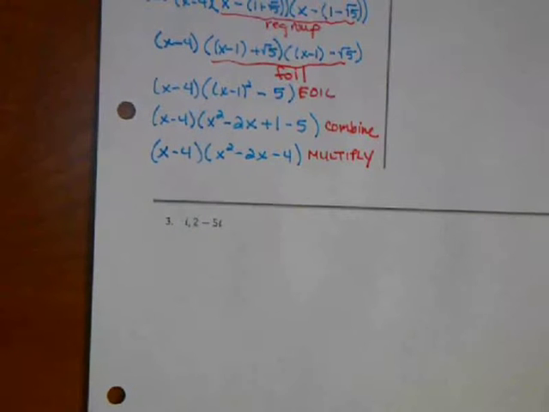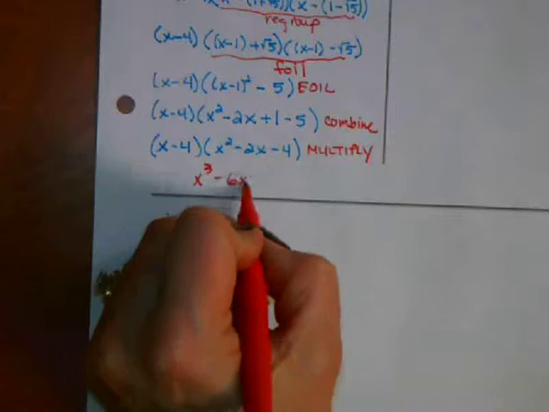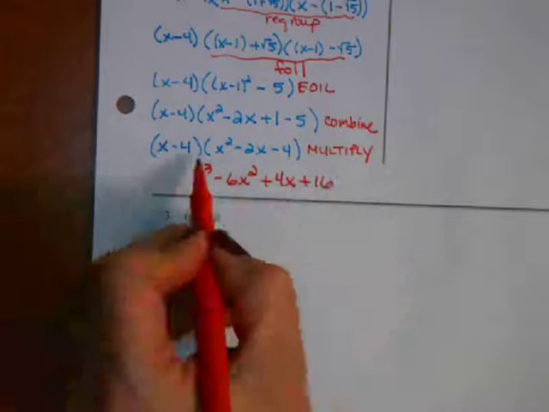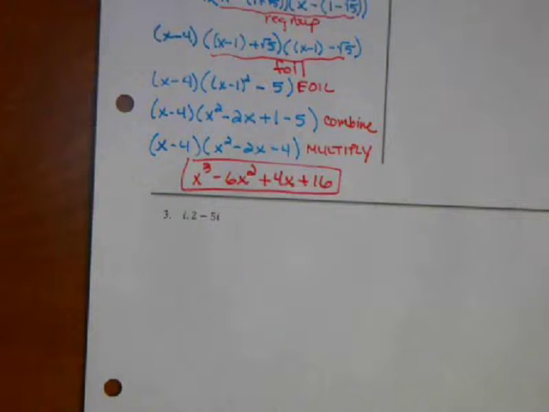No. So what I would do, and there's no room here, is I would set up a 3 by 2 box and multiply them through. And when you do that, you get this answer right here: x cubed minus 6x squared plus 4x plus 16. That's your answer. If you want to see my very messy box, I can show it to you.